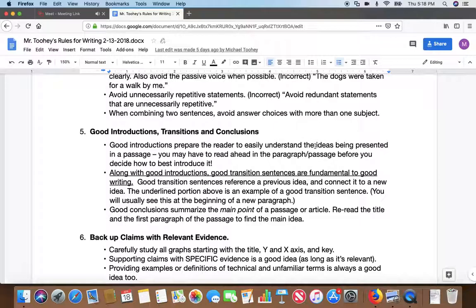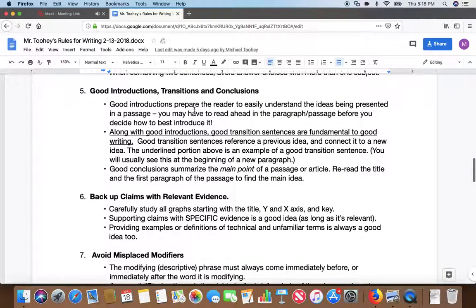Good introductions, transitions, and conclusions. Just be aware if they're asking you for a good introduction, sometimes you've got to read ahead in a paragraph or in the passage to find out how to introduce an idea that's being presented. That's totally cool. Just like for good conclusions, sometimes you've got to go back and reread maybe the first or second paragraph, reread the title to find the main point. It's totally, totally cool.